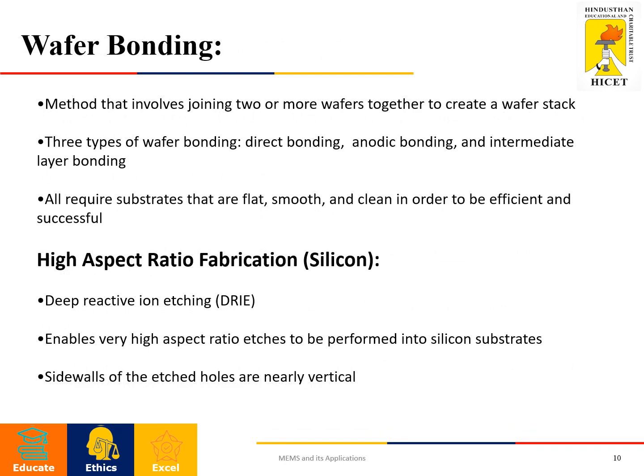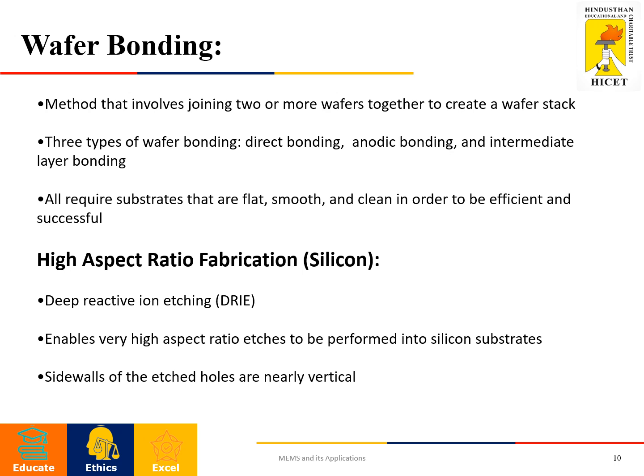Then the wafer bonding process. This method involves joining two or more wafers together to create a wafer stack. Because it is bulk processing, you are going to create a number of wafers. We cannot create components from a single wafer; we can create them by using the wafer stack. Here are the three types of wafer bonding: direct bonding, anodic bonding, and intermediate layer bonding. All require substrates that are flat, smooth and clean in order to be efficient and successful.